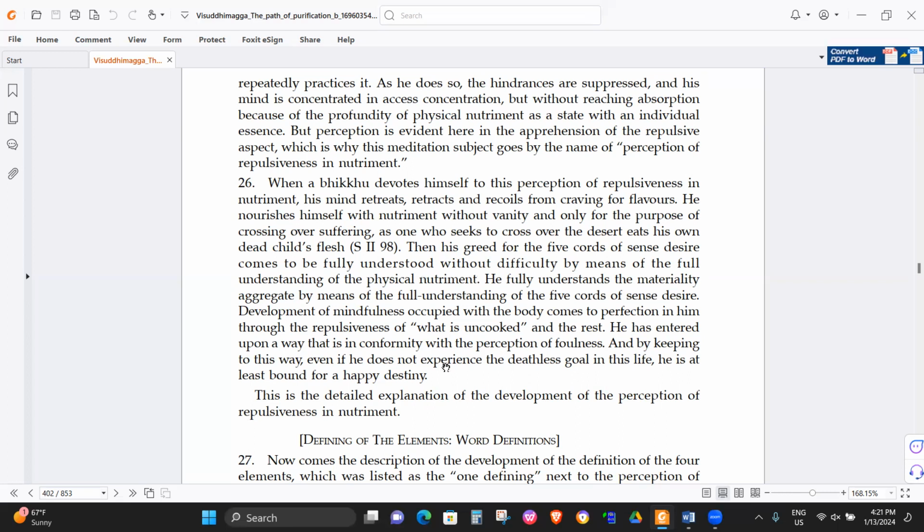This is the detail. Okay. This one has one simile here: as one who seeks to cross over the desert eats his own dead child's flesh. I think it should be in the Samyutta. So this simile is actually very rare in Buddhism because it's very strong words. So when you read this, it sounds very horrible. But anybody want to give? Do you understand about this? We call it this simile.